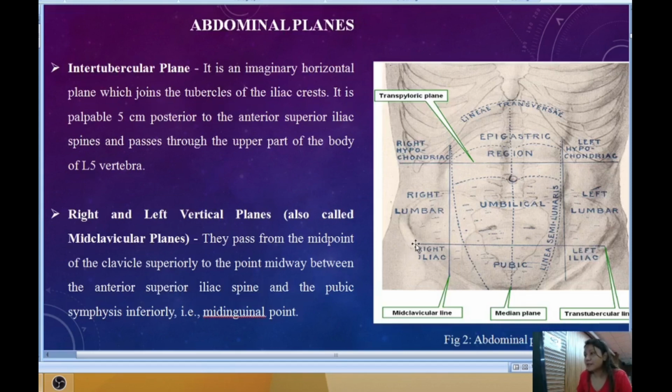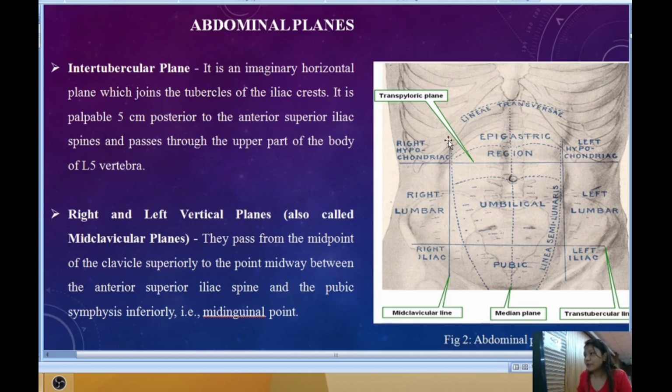The second plane is the intertubercular plane. Why is it called the intertubercular plane? Because it joins the two tubercles of the iliac crest. The horizontal line passing through the two tubercles of the iliac crest is known as the intertubercular plane, and it passes through the upper border of the L5 vertebra. The transpyloric plane passes through the lower border of L1 vertebra, and this one passes through the upper border of L5 vertebra.